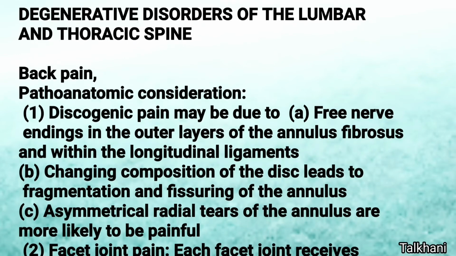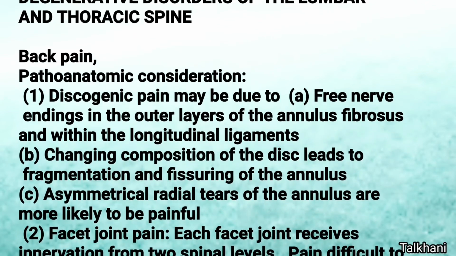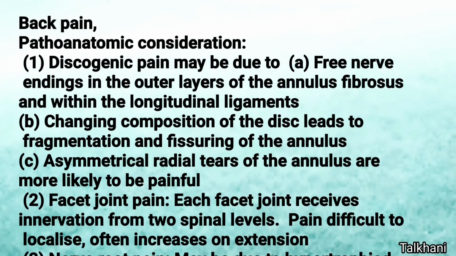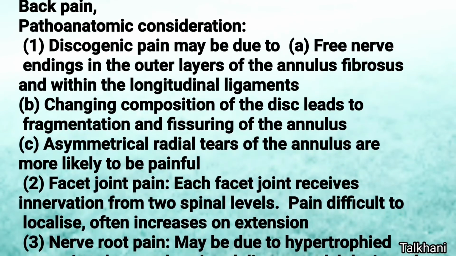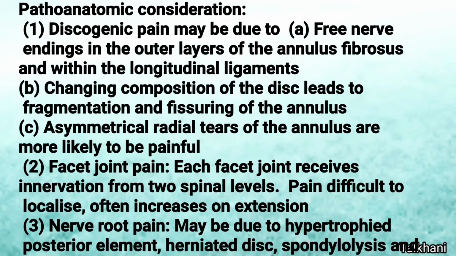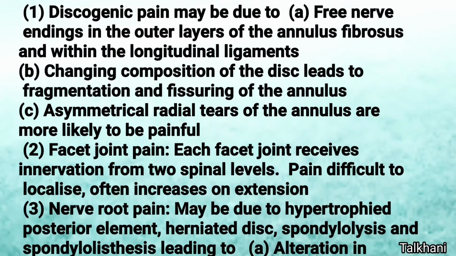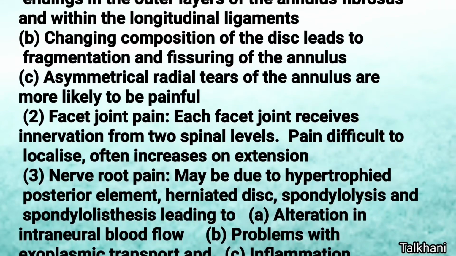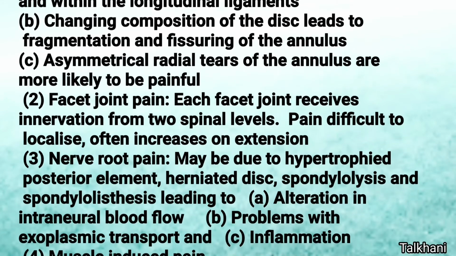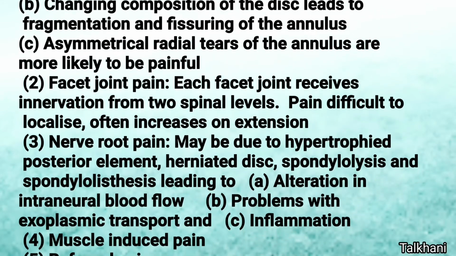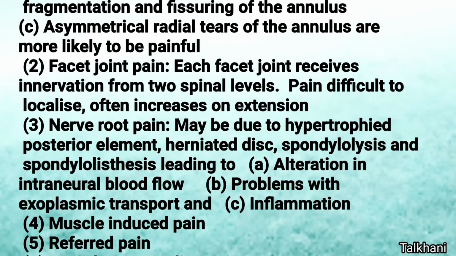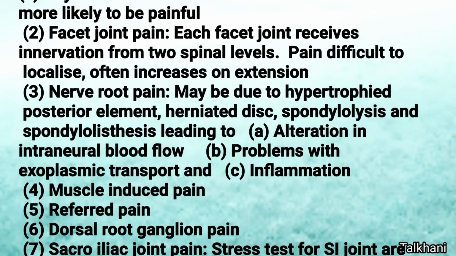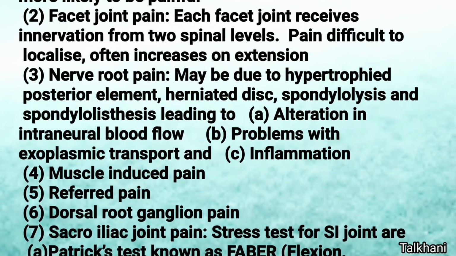Number 2, facet joint pain. Each facet joint receives innervation from two spinal levels. Facet joint pain is difficult to localize, often increases on extension. Number 3, nerve root pain may be due to hypertrophied posterior element, herniated disc, or spondylolysis and spondylolisthesis leading to A, alteration in intraneural blood flow, B, problems with axoplasmic transport, and C, inflammation around the nerve root.